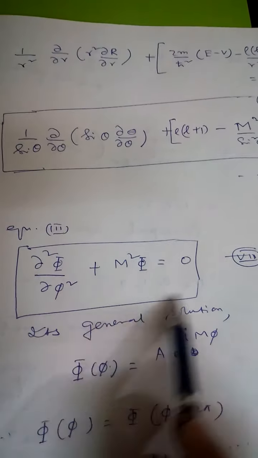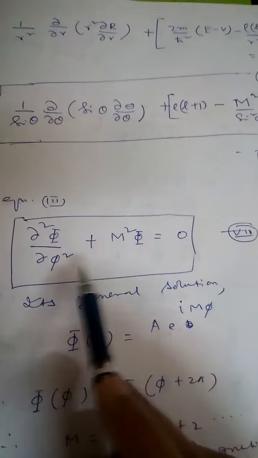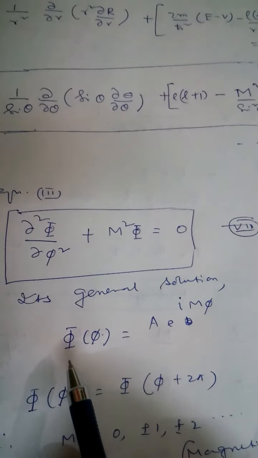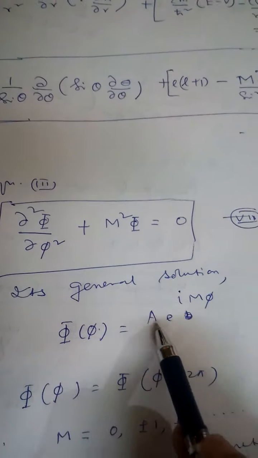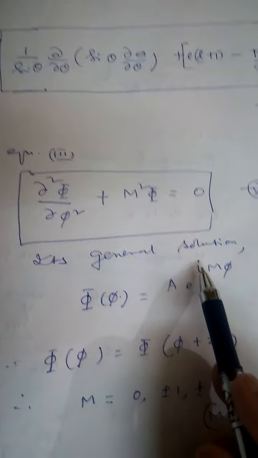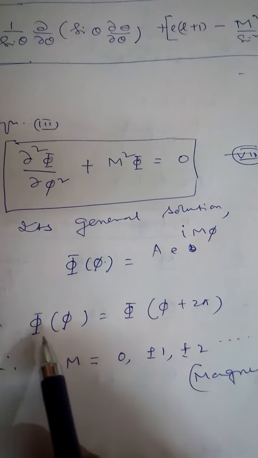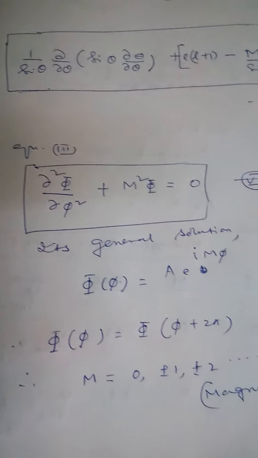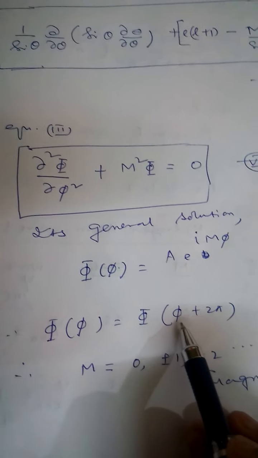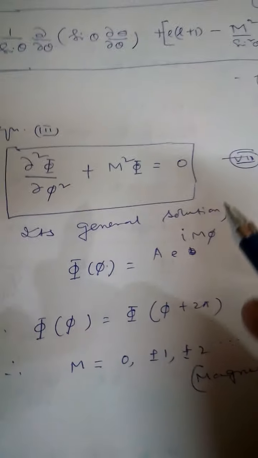Okay, and its solution takes the form: let the general solution of this differential equation, like the simple harmonic motion equation, trial solution takes the form phi equals A e to the power i m phi. Here i is the imaginary unit, root over minus 1, and it is continuous and single valued, the property of a quantum mechanical wave function. So phi of phi equals phi of phi plus 2 pi. So it is continuous as well as single valued.